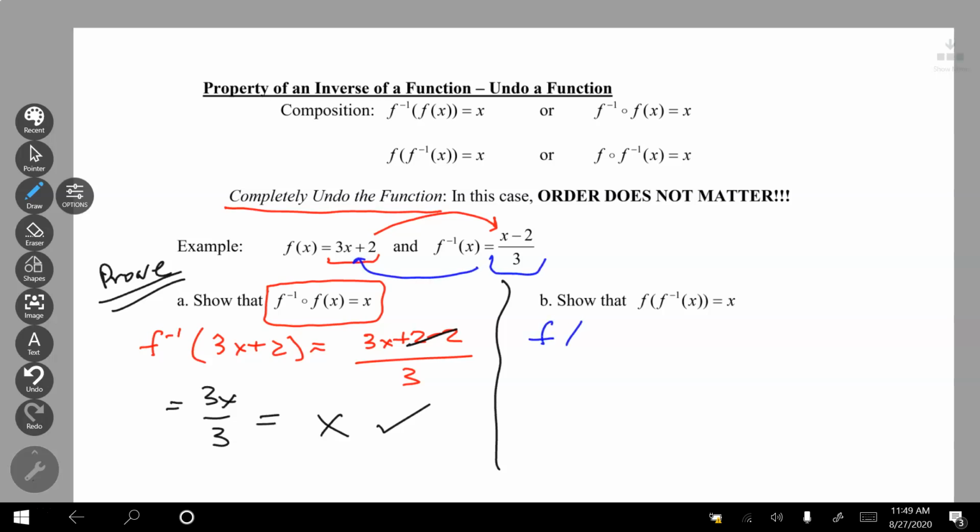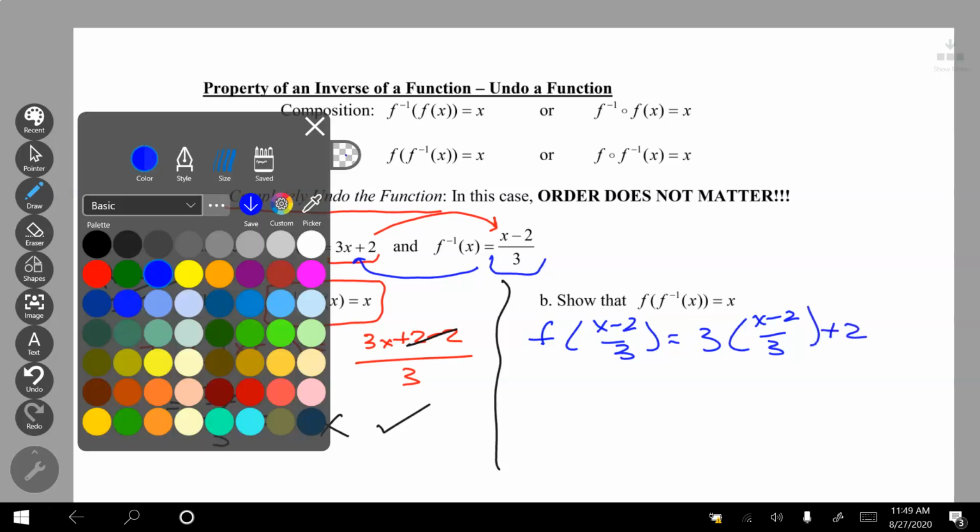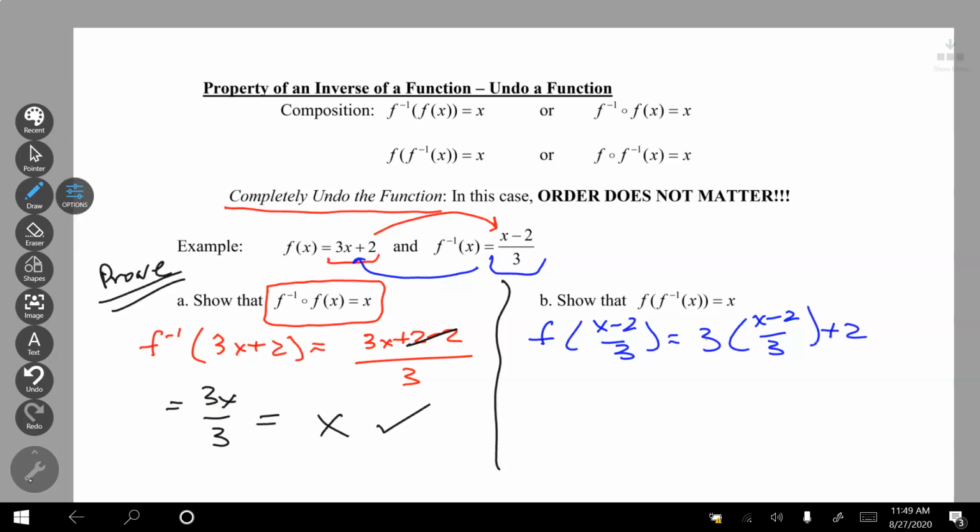So it's f of x, minus 2 over 3, is equal to 3 times x minus 2 over 3, plus 2. The 3's cancel. I get x minus 2 plus 2. And the 2's cancel. And again, I get x. It shows you that it didn't matter if I did one inside the other. I got x either way because they completely undo each other.